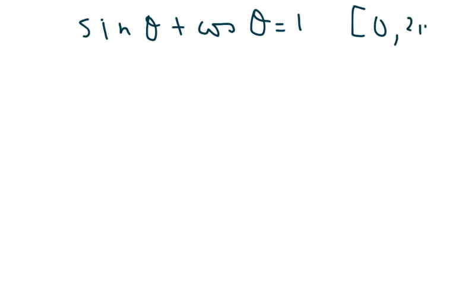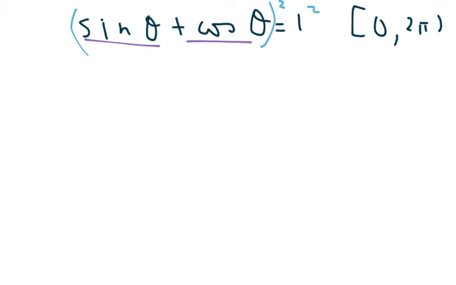Okay, so the first one is sine theta plus cosine of theta equals 1, and that is 0 to 2 pi. If you look at this, there's not much you can do with it. If you recall in Algebra 2, when you square both sides or square root both sides, you always have to check for extraneous solutions. So what I'm going to do here is just square both sides, and the only thing we're going to have to do is check.